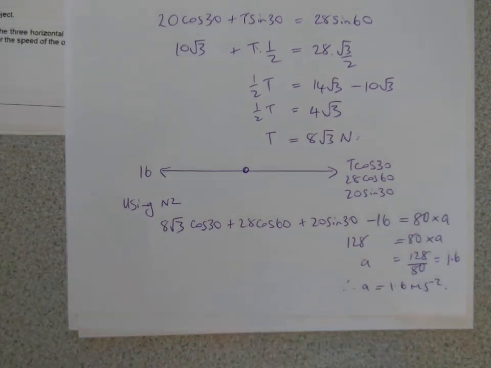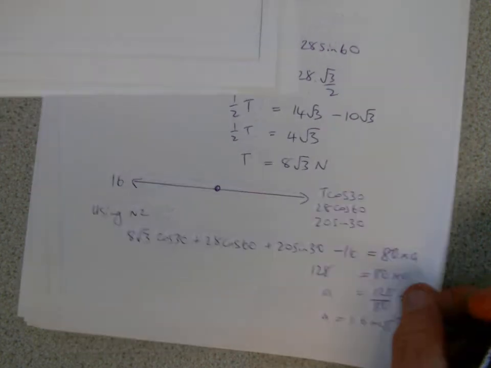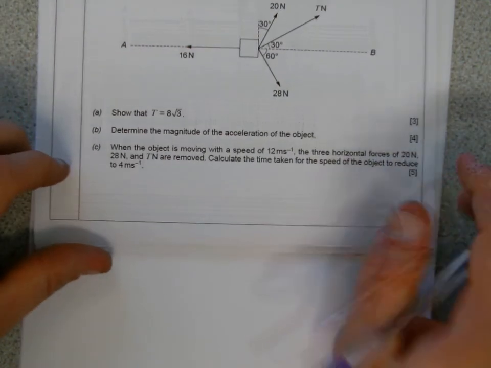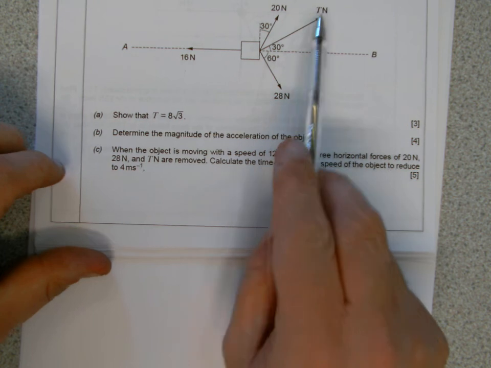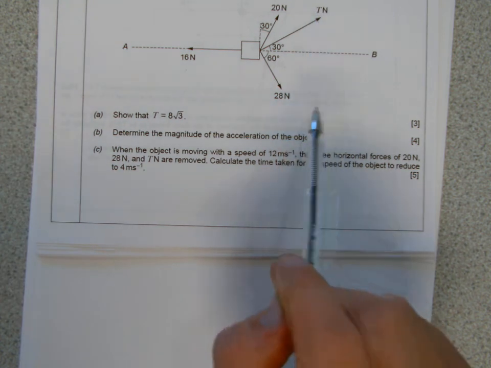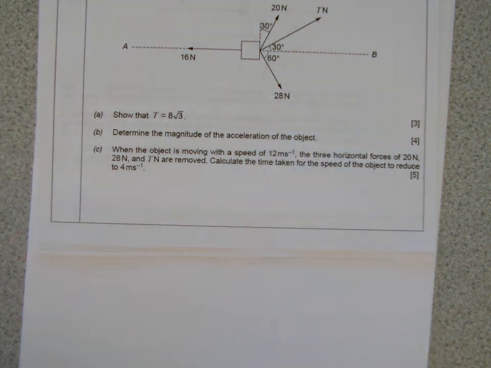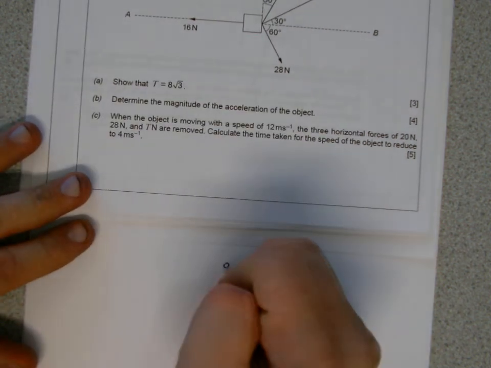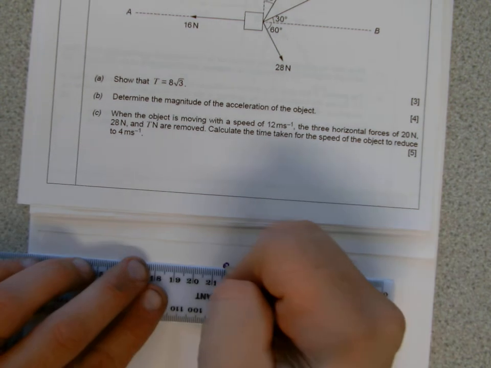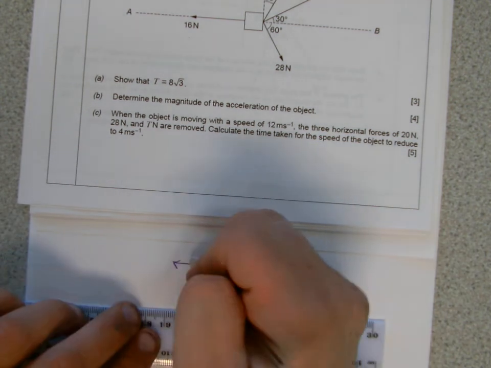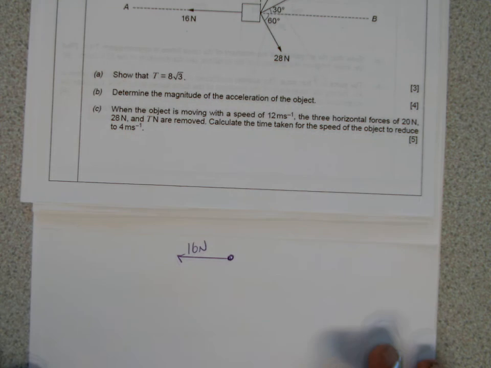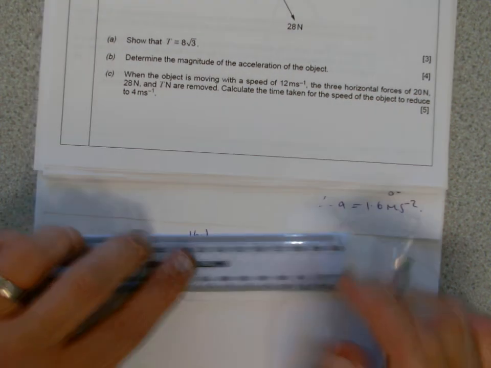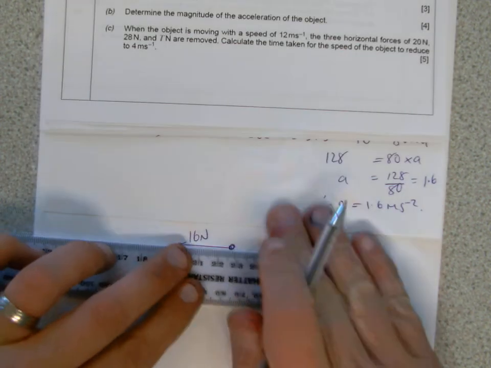All right, then in part C, it says that when the object is moving with a speed of 12, the three horizontal forces of 20 newtons, 28 newtons and T newtons are removed. Calculate the time for the speed of the object to reduce to 4. Now, if those forces are removed, the only force acting on it is this 16 newtons. But it's still moving in this direction.